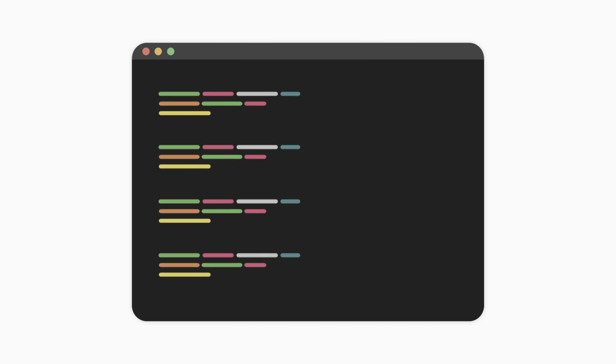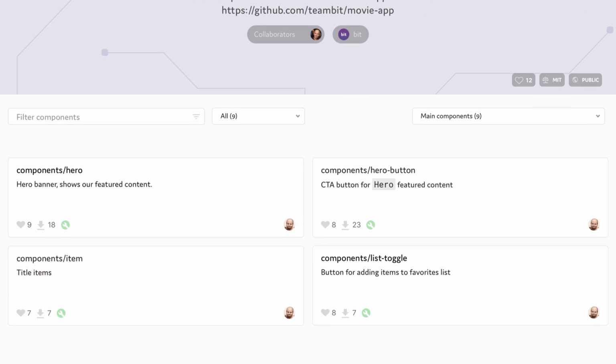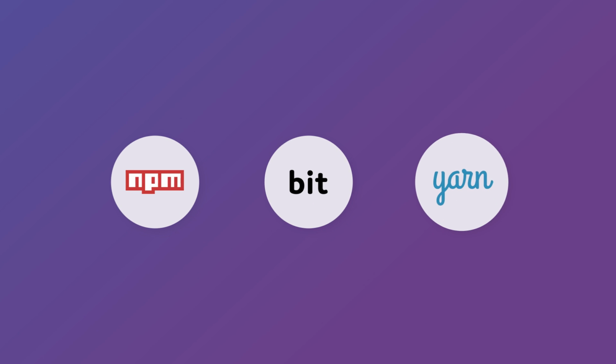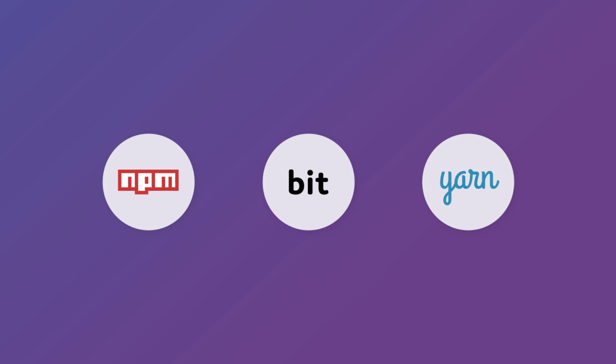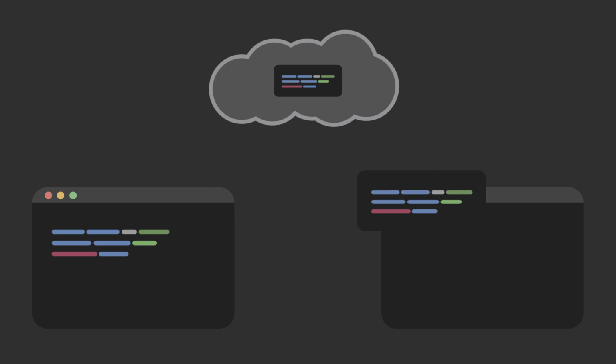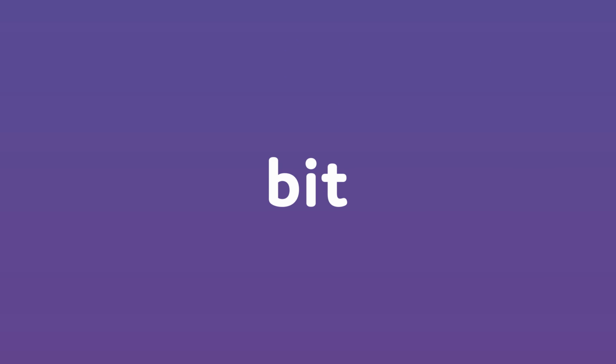Well, Bit turns all the components and modules in your project into a reusable collection in a matter of seconds. Components can be easily discovered and installed using your favorite tools, and can be developed from any project while staying in sync. Let's see how.